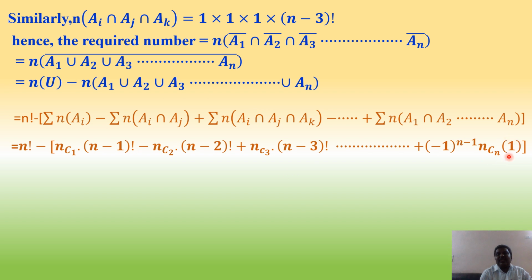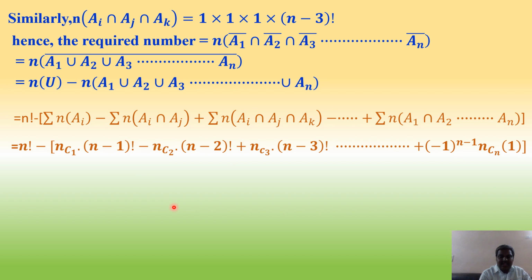Why am I writing 1? All the letters go to correct envelopes. So we select NC1. We are selecting all the letters at one time. N letters selected at a time is NCN ways. All the letters go the right way in one way. Am I correct or not? This is 1. So this is NC1 into n minus 1 factorial minus NC2 into n minus 2 factorial plus NC3 into n minus 3 factorial and so on.